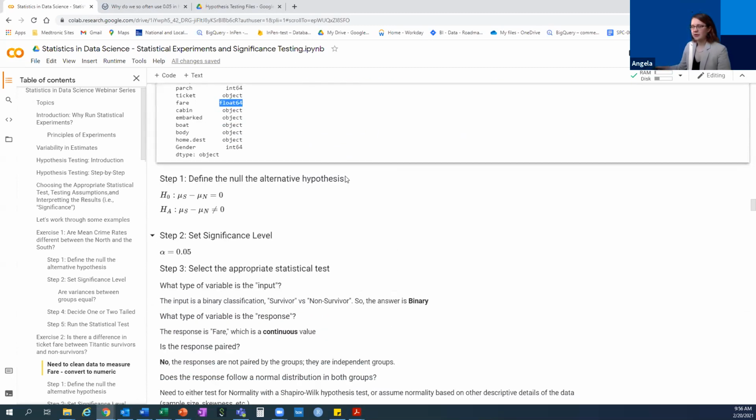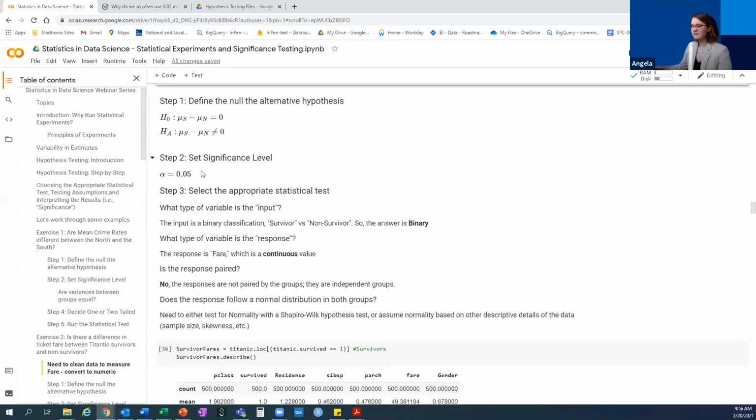All right, so after the pre-processing, just from the basic exploratory data, which you may have seen in week 1 of the webinar series, we can start into our hypothesis testing framework. So step 1 is to, again, define the hypotheses. We're looking for a difference or no difference. Survivors is S, non-survivors is N. Significance level 0.05. And now let's select the right test.